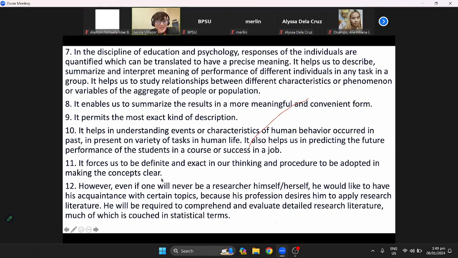Statistics. And then next, it helps in understanding events or characteristic of human behavior occurred in past and present on variety of tasks in human life, but it also helps us in predicting the future performance of students in a course of success in a job. So in number 10, we're talking about the predictive validity. Ano ibig sabihin ng predictive validity? Predictive validity is that you're able to probably take an exam, and then from that, titingnan natin kung magiging successful ka ba in this particular line of job.